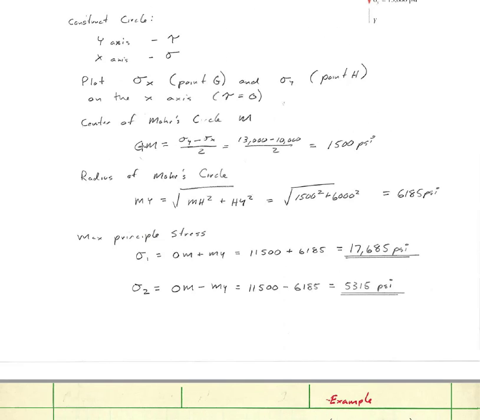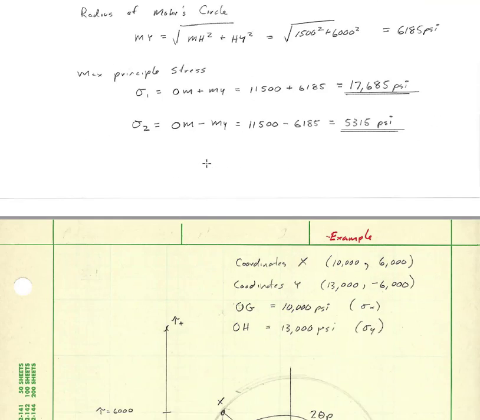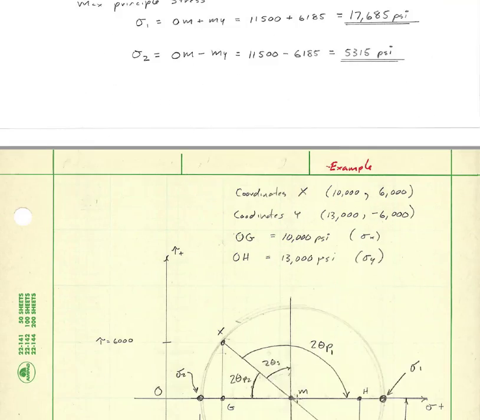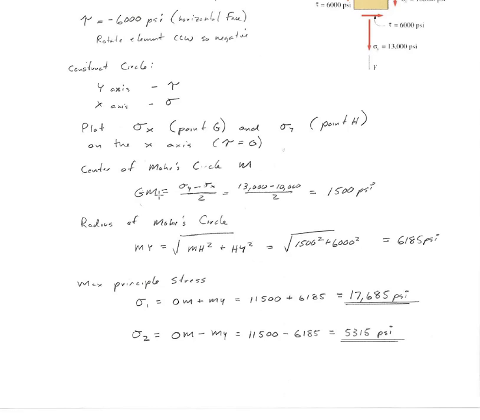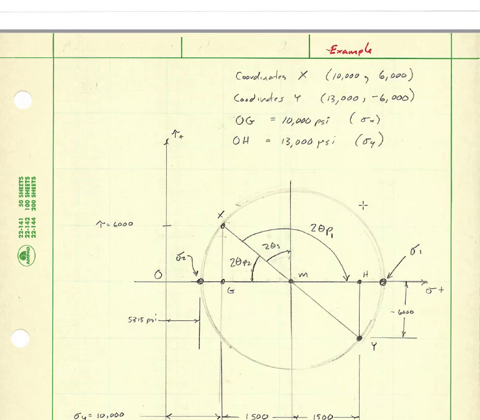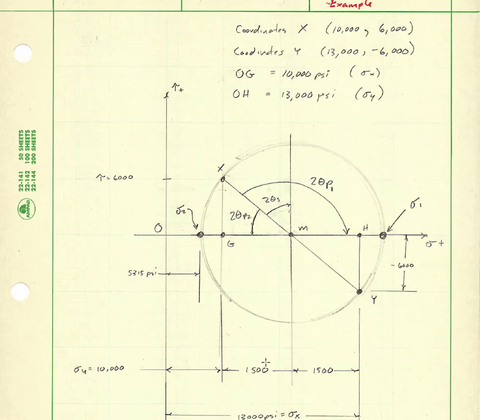The center of Mohr's circle is going to be this point M. We always label that point M. So G to M is going to be sigma y minus sigma x divided by 2, which is 1,500 psi. So that is the distance from G to M, and it's also the distance from M to H.